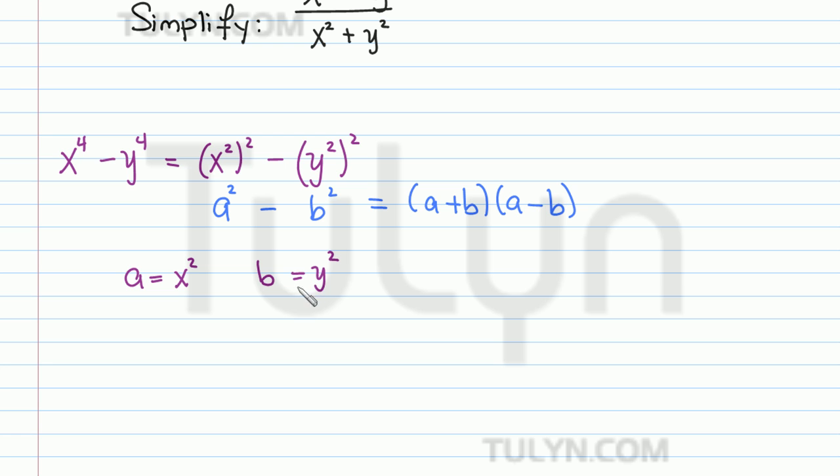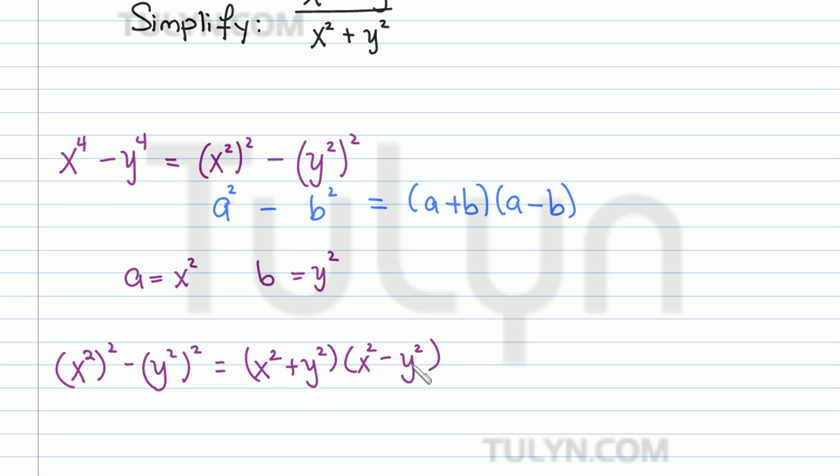So using this formula, we can just plug it into the difference of squares. x squared squared minus y squared squared becomes a plus b, so x squared plus y squared, times a minus b, which is x squared minus y squared. Now, x squared plus y squared we can't do anything with because there's no way to factor that.